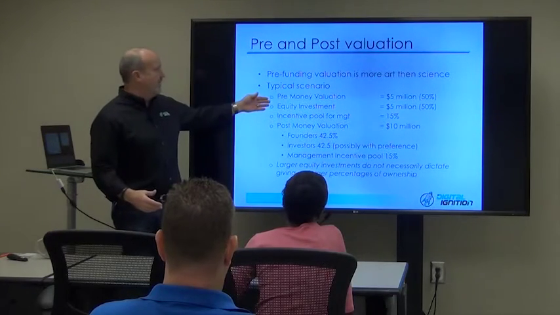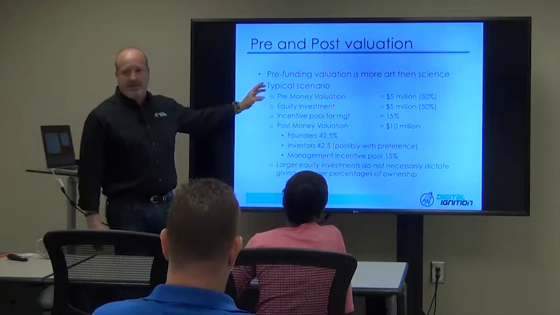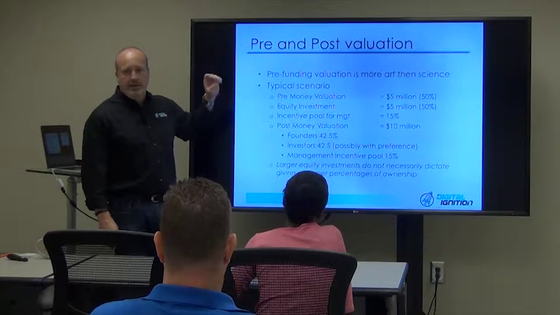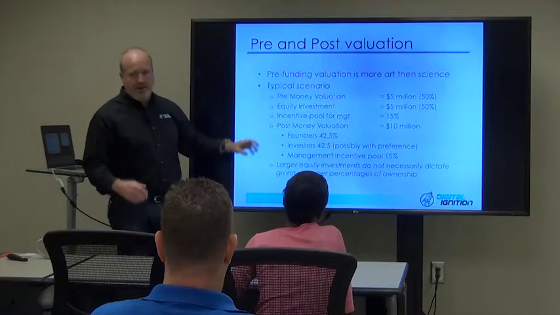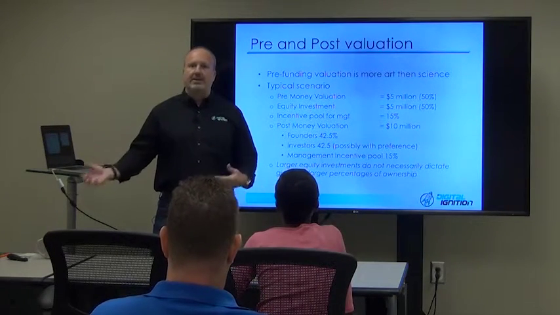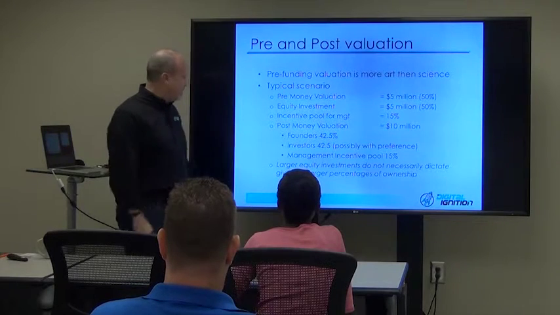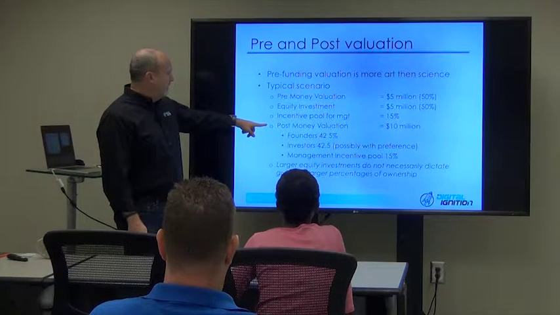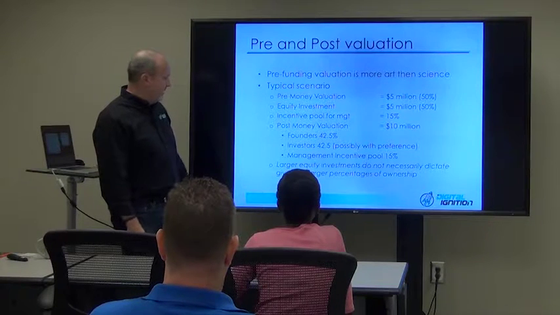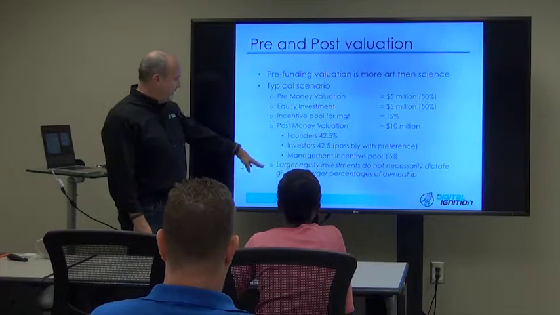And so in that case, if you look at it that way, and I did this, my first venture round was like this. We put 18% into the option pool, and literally every check that the investors wrote was already worth less because they ponied in options to the option pool. In this case, the investors and founders are both left with 42%. Management's incentive is 15%.